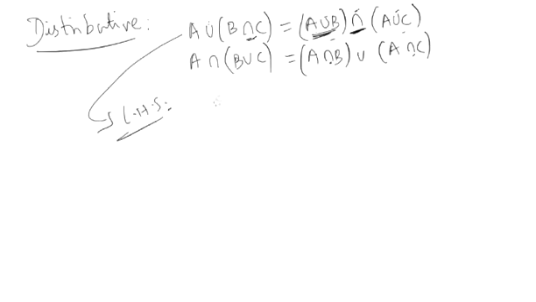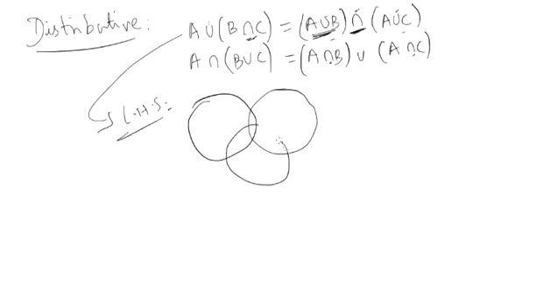LHS, what do you have? Let's take 3 circles, A, B, C. B intersection C is what? B intersection C is this. Okay, so B intersection C is that, and A union of B intersection C is what? You should include A also, right? So A union of B intersection C is this region, the entire blue colored region. Okay, fine. Now let's take the right hand side.